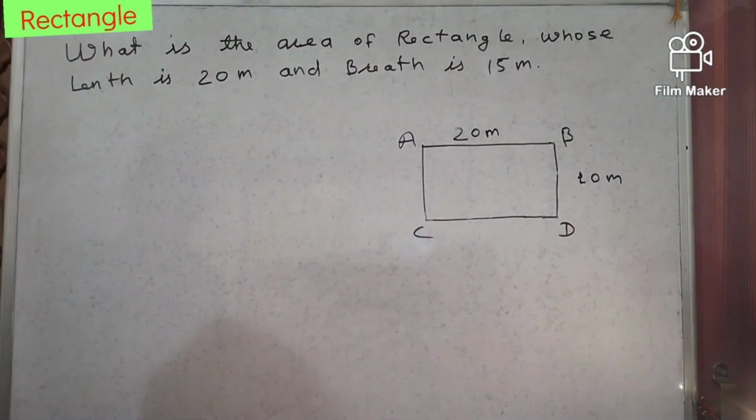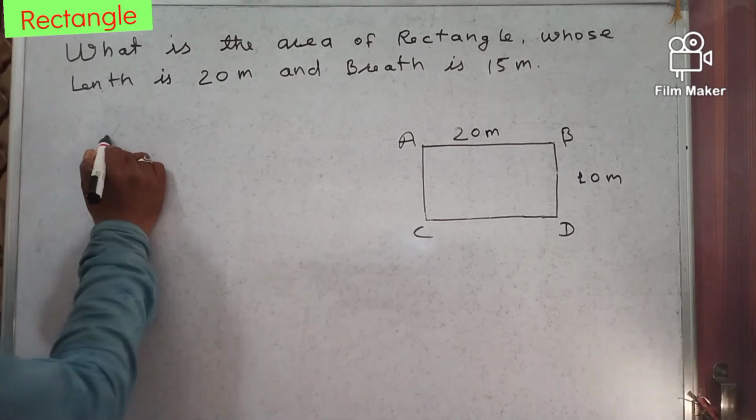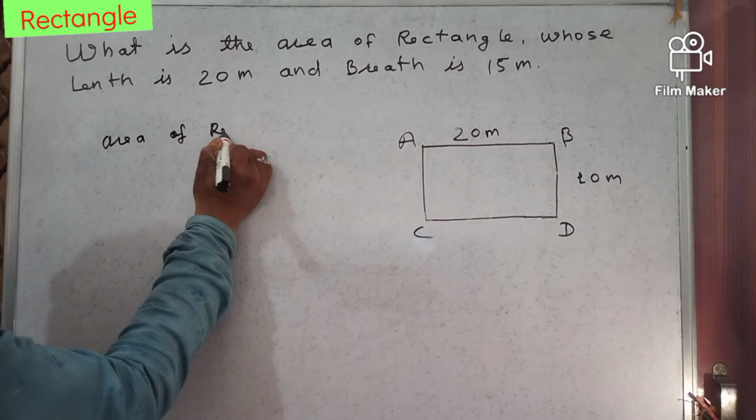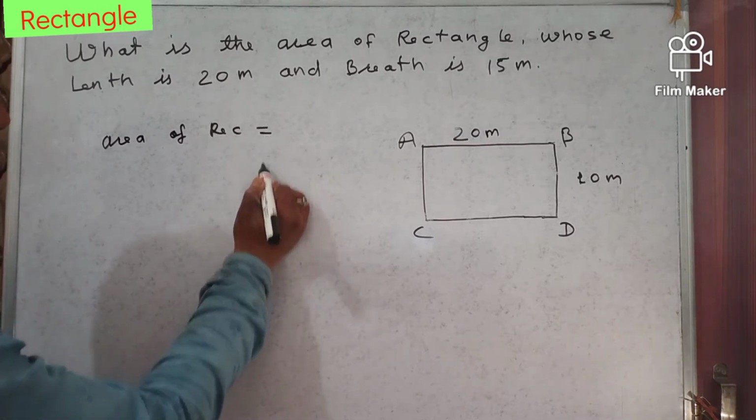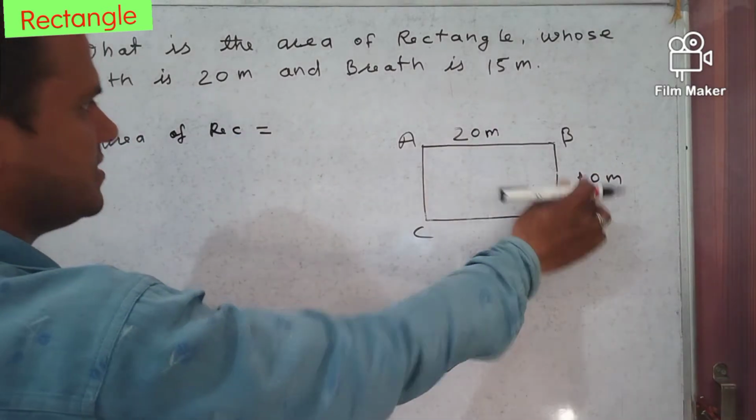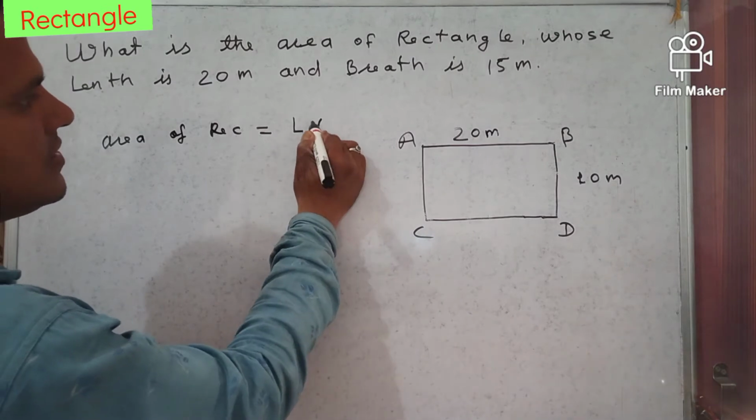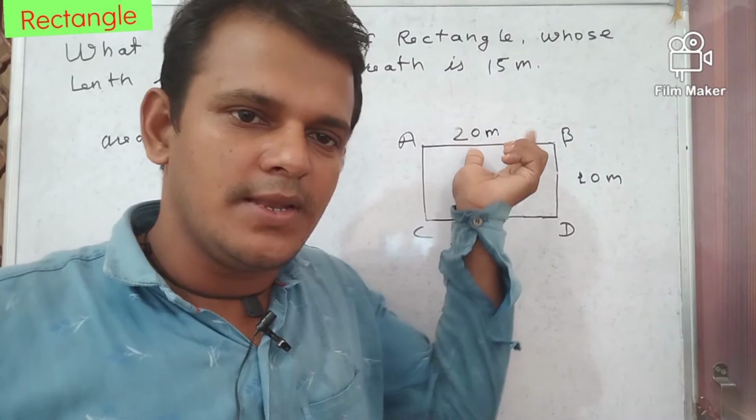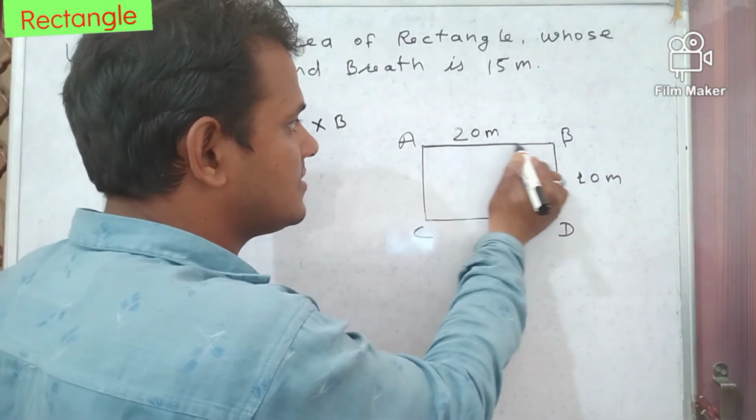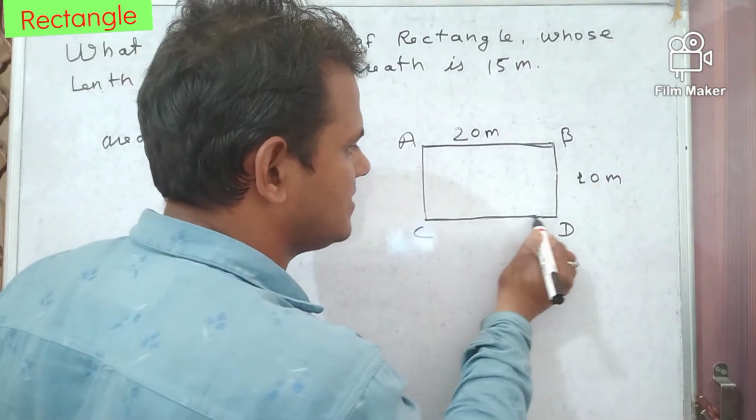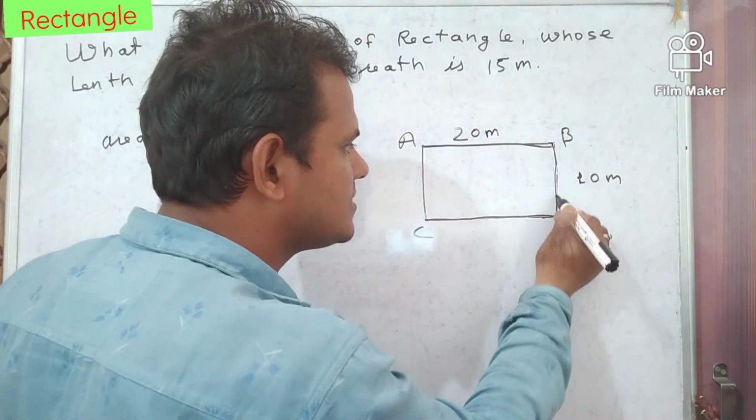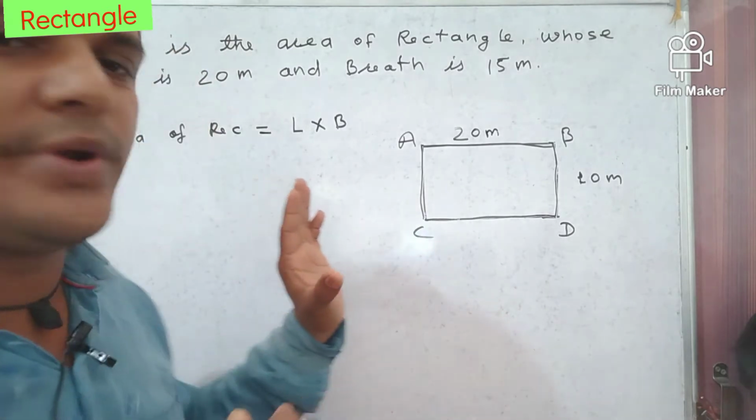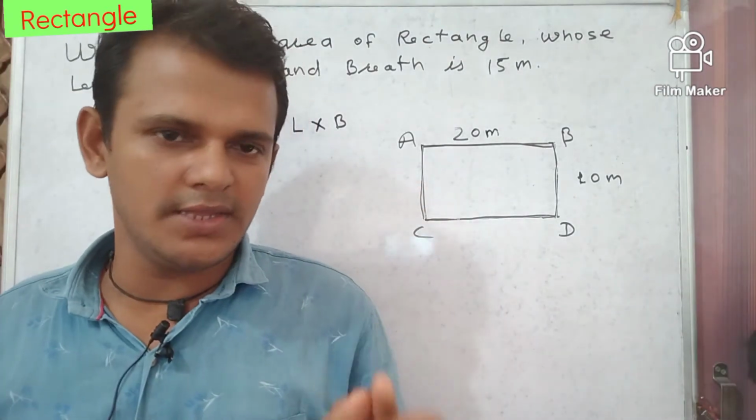So see here, the area of a rectangle is equal to length into breadth. This is the length of this rectangle, and this is the breadth of this rectangle. So the area of a rectangle is equal to length into breadth.